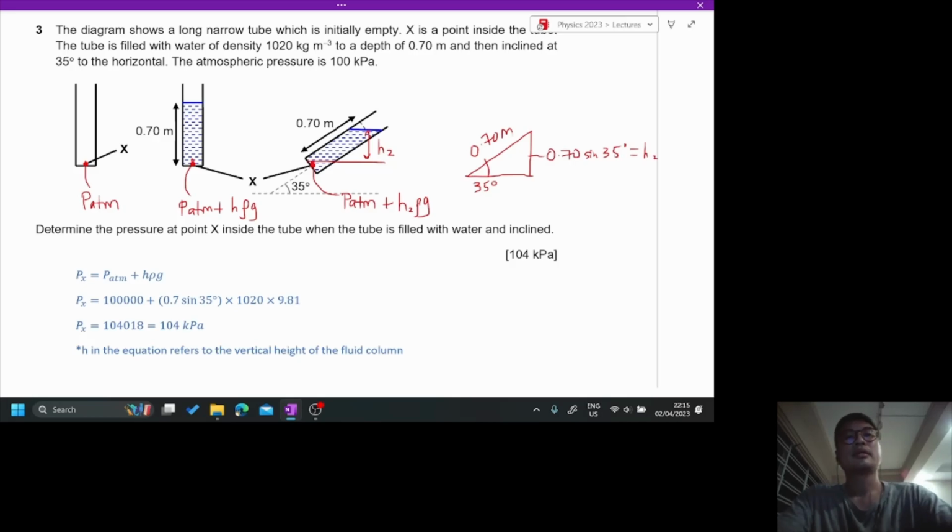So we fill in all the numbers. Atmospheric pressure is 100,000 pascals. The height is 0.7 sin 35. The density is 1020, and g is 9.81, leading to 104 kilopascals. So this is question 3.